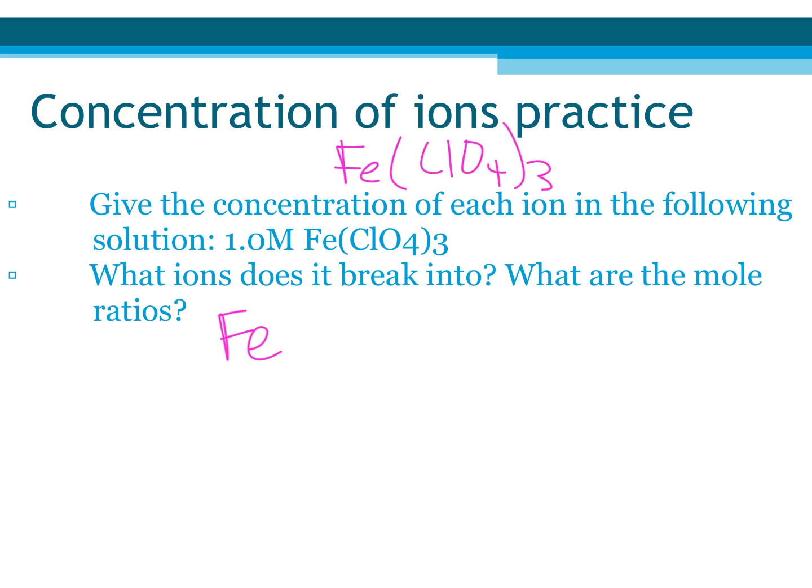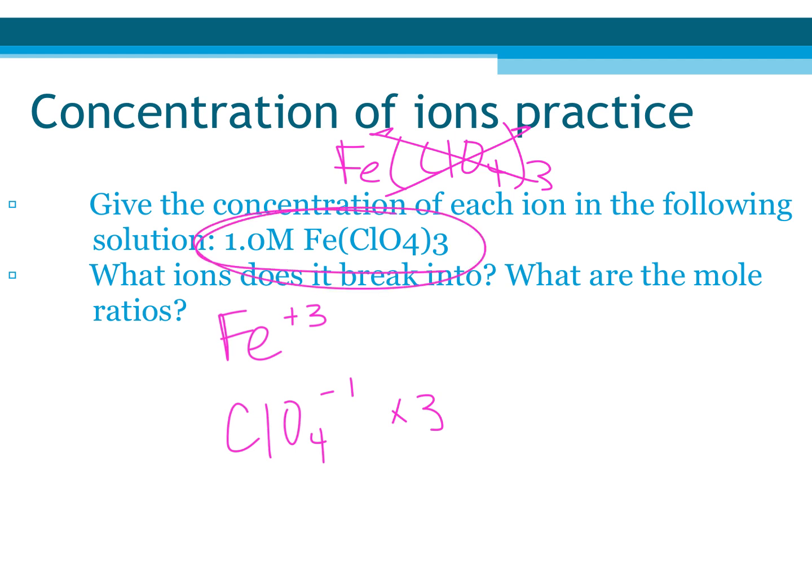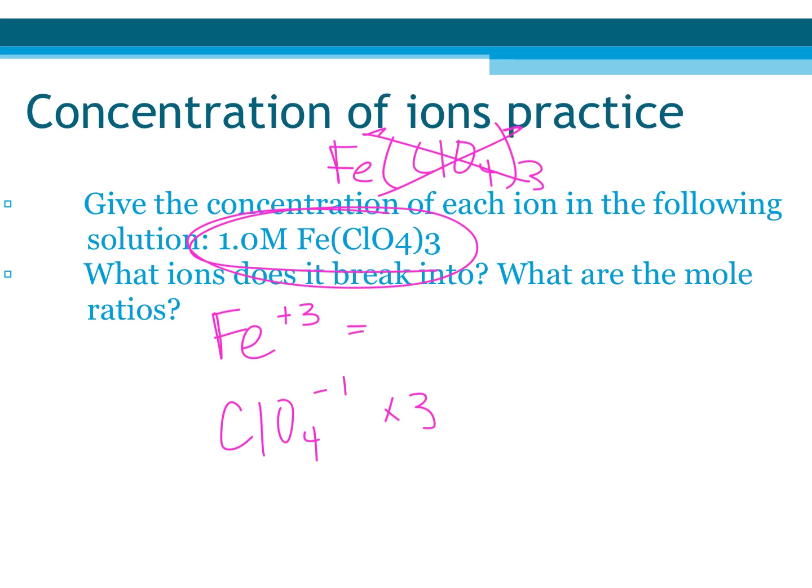Fe(ClO4)3. So if I reverse the crisscross, it'd be plus 3. And then we would have ClO4, and its charge would be minus 1. And how many of this molecule would there be? 3. There would be 3 of them. Okay, so this would be like times 3. So if the concentration of my total compound is 1.0 molar, what is the concentration of my iron atoms?